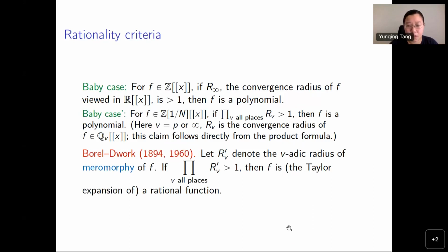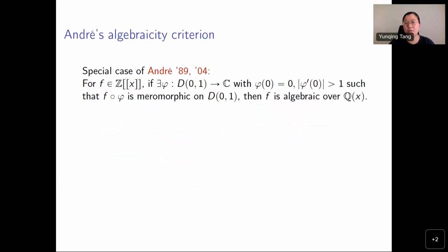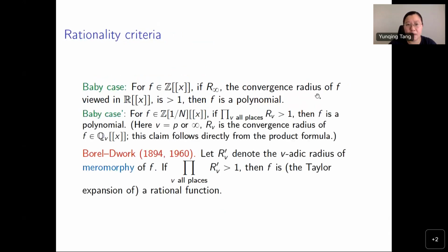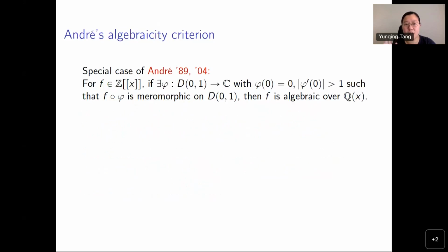Okay. So far this is not good enough for us, as I'm going to explain later. But one thing we could do is that previously we were talking about convergence radius, and now we make something which is weaker than the convergence radius. Namely, we look for a holomorphic map from the unit disk to C, 0 tends to 0, such that the derivative is greater than 1. And we hope that f composed with phi, or f pulled back by phi, is meromorphic on the disk.